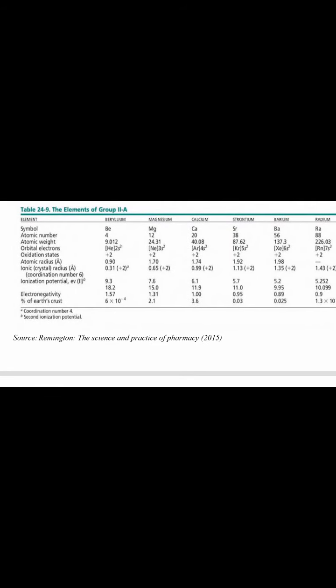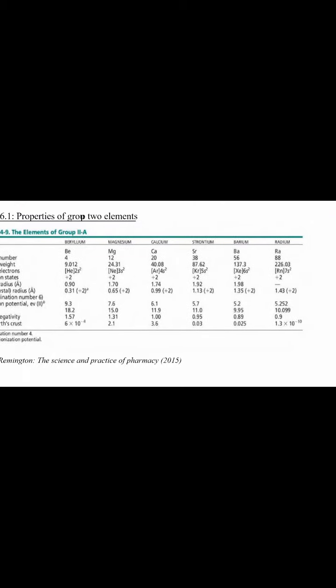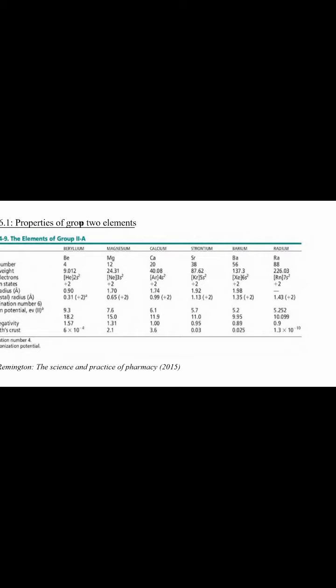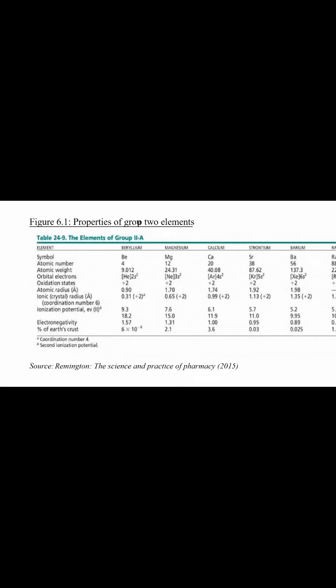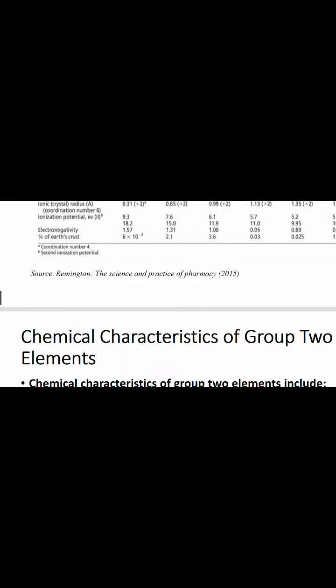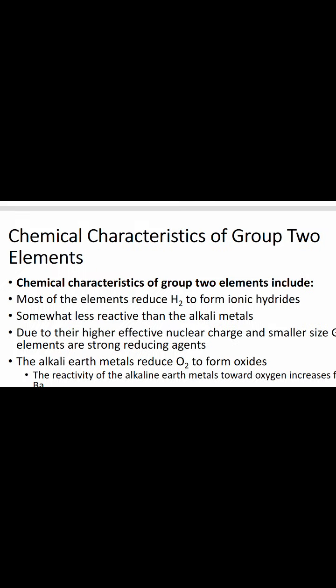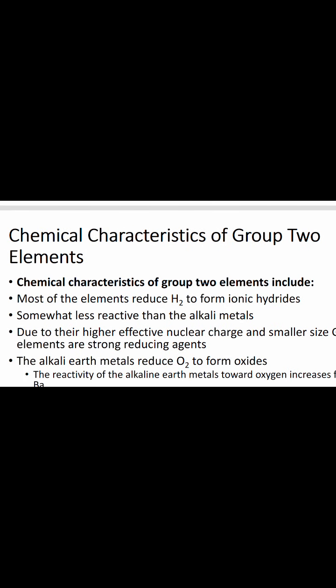Nikikuuliza magnesium na beryllium, niambie kuhusu ionization energy, niambie kuhusu electronegativity, what will happen and why this one is decreasing, why this is increasing. Uwe na reason. Kwa hiyo angalia sana hapo. Pia tuna chemical characteristic of group 2.